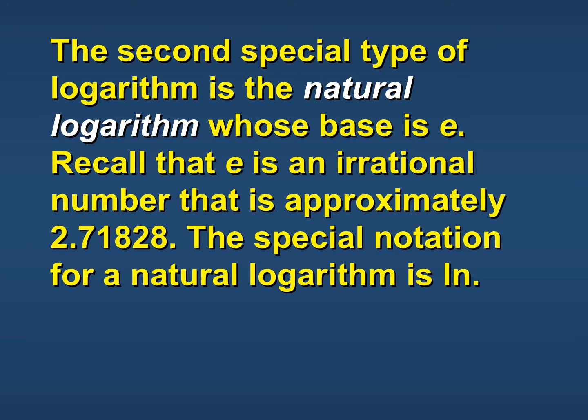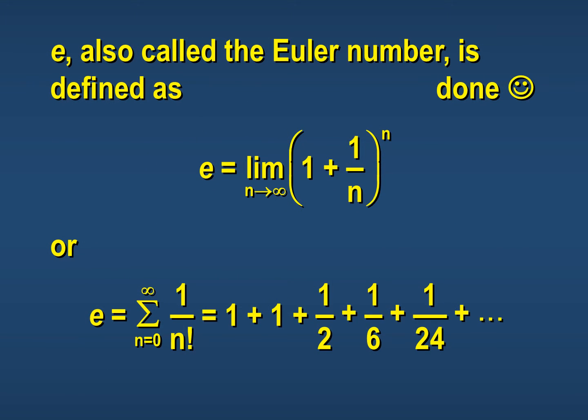The second special type of logarithm is called a natural logarithm, and its base is e, but instead of saying log base e of a number, they're going to say ln of a number. That's the special notation for a natural logarithm, ln instead of log base e. e is an irrational number that's approximately 2.71828, and then it goes on and on. We call that Euler's number.